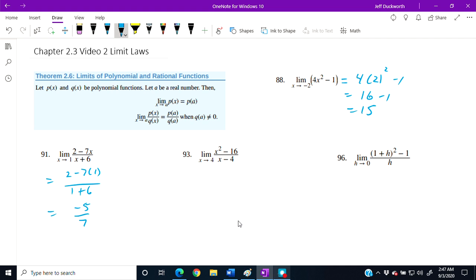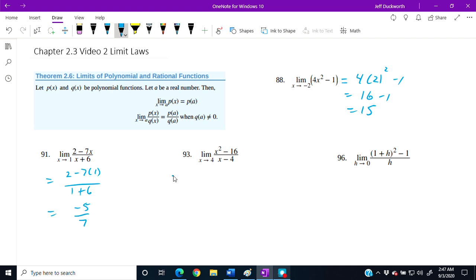The problem comes in with the next two that we have. All right, so if we just immediately substitute in the 4, in fact into both numerator and denominator, we get 0. 16 minus 16 is 0 in the numerator, and 4 minus 4 in the denominator is 0. So we've got a problem. But there's ways to fix this.